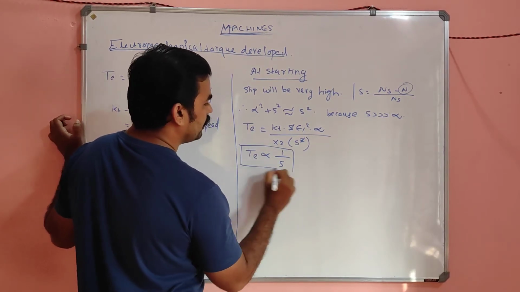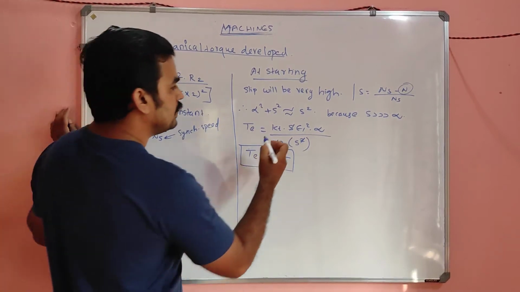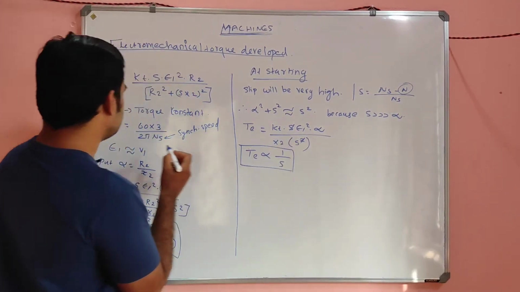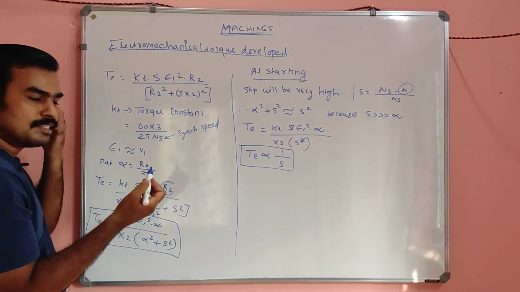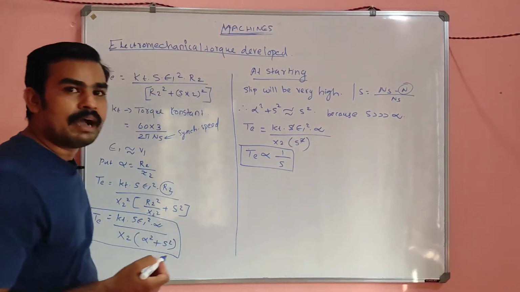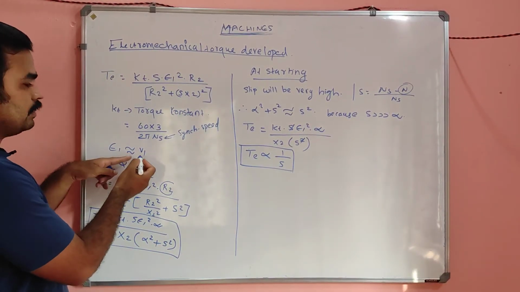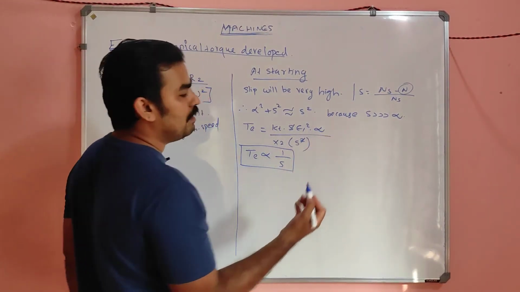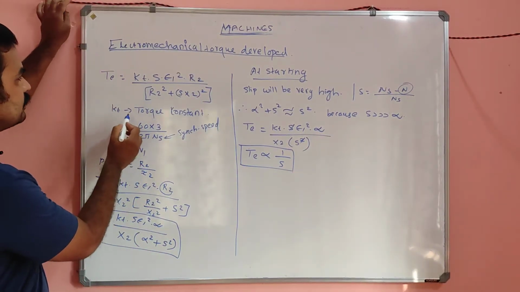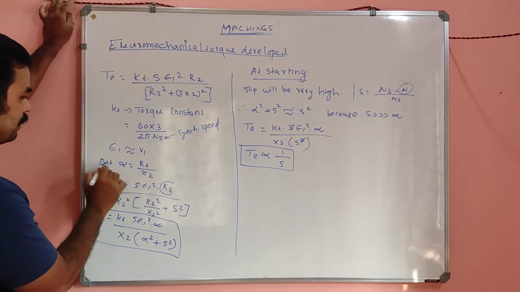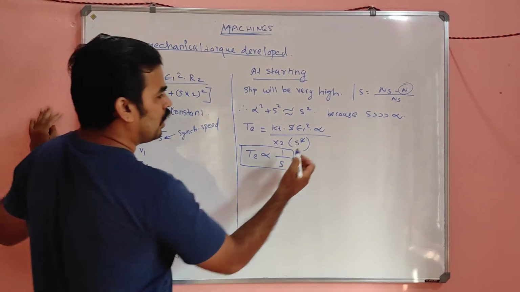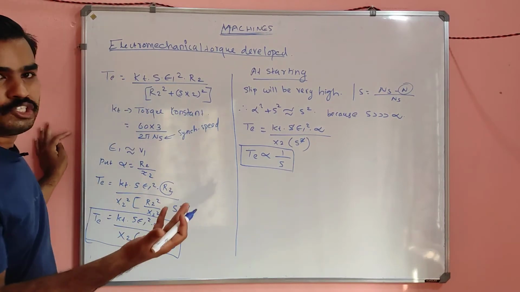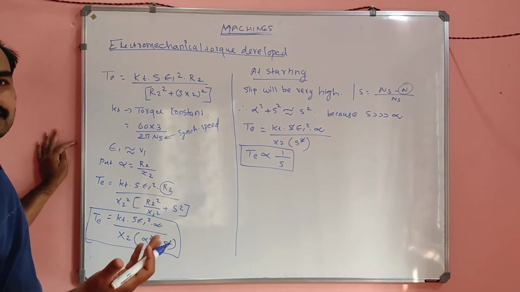Am I correct, my dears? Because kt is a constant. You know this, kt is a constant, 60 into 3 divided by 2 pi n is a constant. E1 is nothing but the applied voltage, nearly equal to the applied voltage, that also we won't change. So that's also constant. Alpha is nothing but r2 by x2, that is also constant. And x2 is nothing but the reactance, which is also constant.